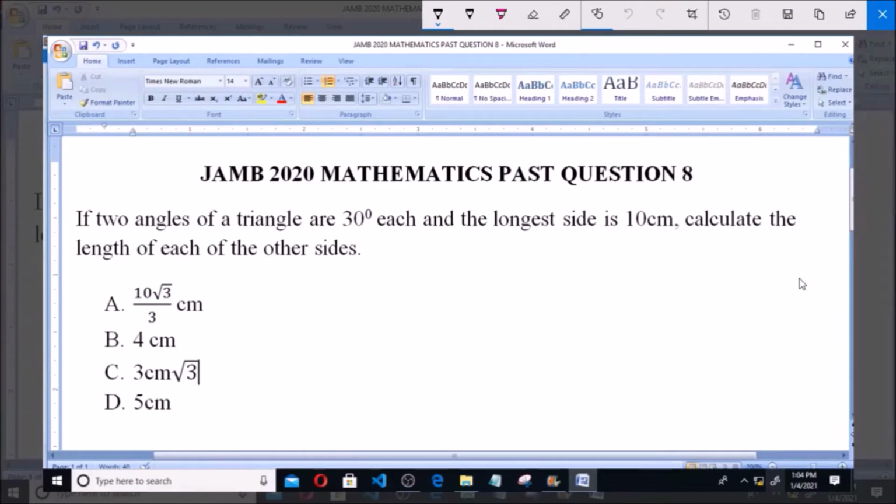If two angles of a triangle are 30 degrees each and the longest side is 10 cm, calculate the length of each of the other sides. Now, if you have two angles of a triangle to be 30 degrees, it simply means that two of the angles of the triangle are 30 degrees. That means they are the same.